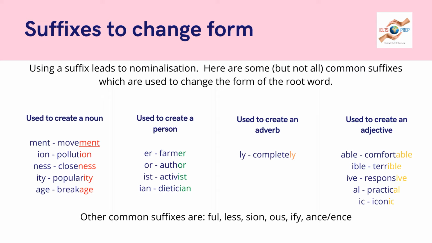Author, activist, dietitian. When we want to create an adverb, we can generally just add ly. When we want to create an adjective, we can add the following suffixes. Able, so comfort becomes comfortable. Terror becomes terrible. Response becomes responsive. We've got practical and iconic.